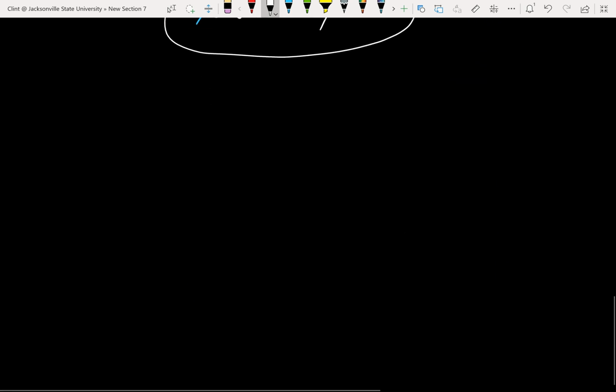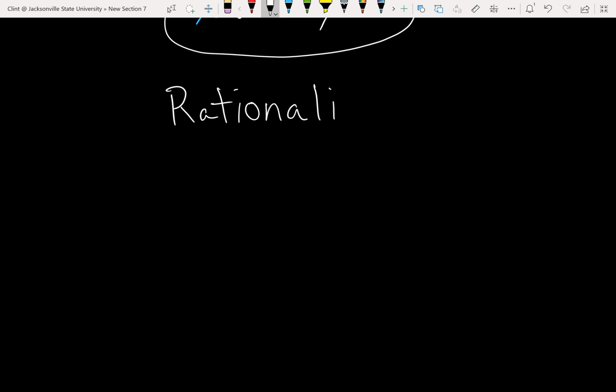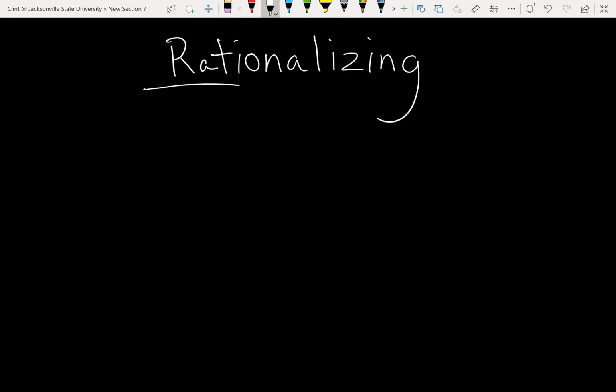So now let's talk about rationalizing. Rationalizing is what we call it when we are getting radicals out of the denominator. Okay, so if we have a fraction and it has a radical in the denominator, then sometimes we say we want to rationalize it or get the radical out of the denominator. So we have something like 1 over square root of x. So here we've got a radical in the denominator, and sometimes that's inconvenient. So we want to rationalize.